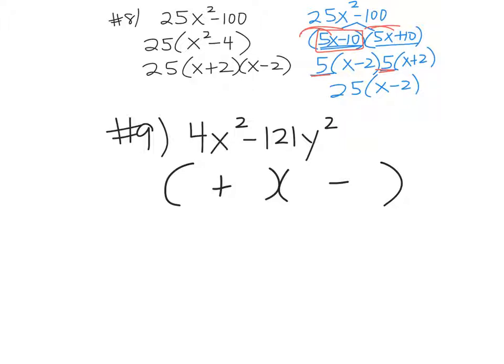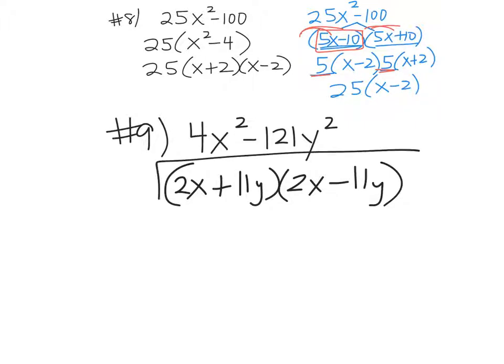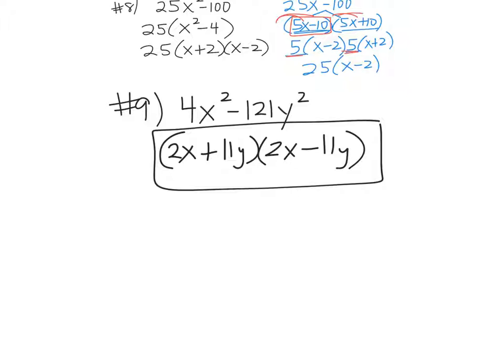Square root of 4x squared is 2x. Square root of 121y squared is 11y. Perfect. Wait. Oh, darn. I did 2xy times 2x minus 11 times 2x plus 11. You've got the y. There's a y there. Put the y on the outside. Oh, nope. It goes with it.